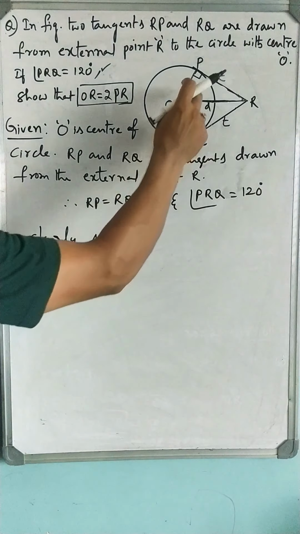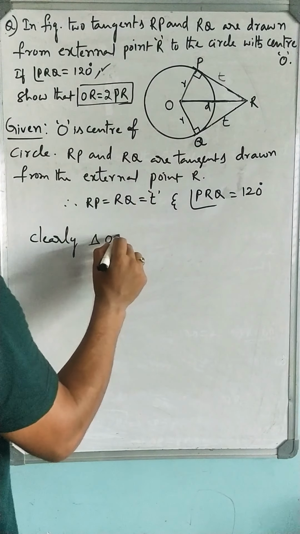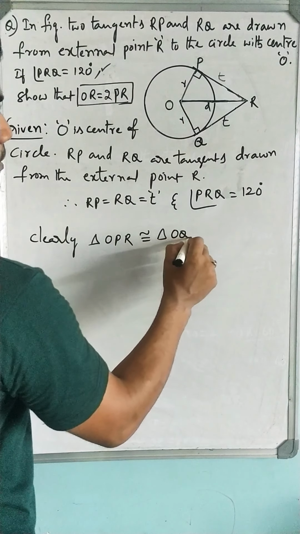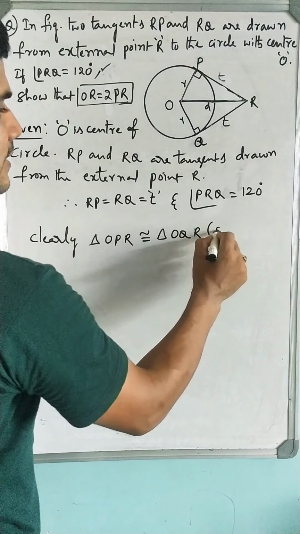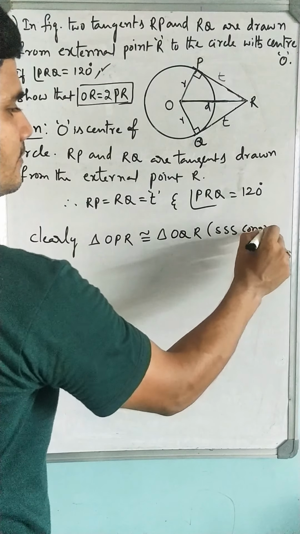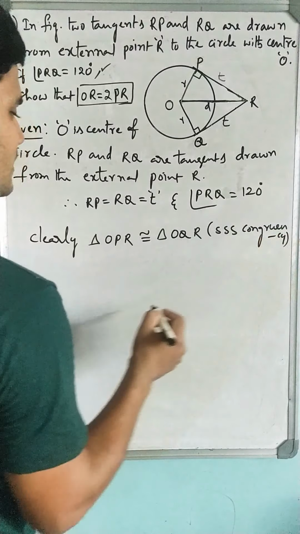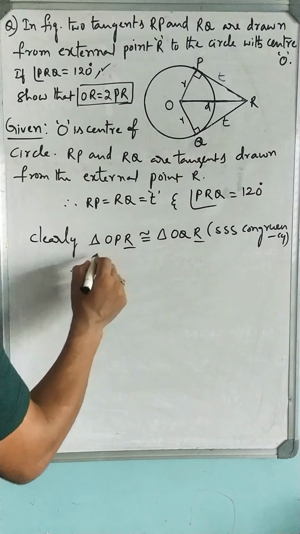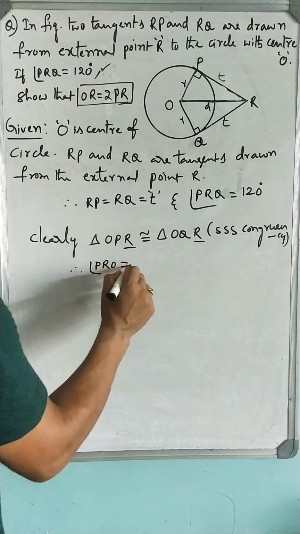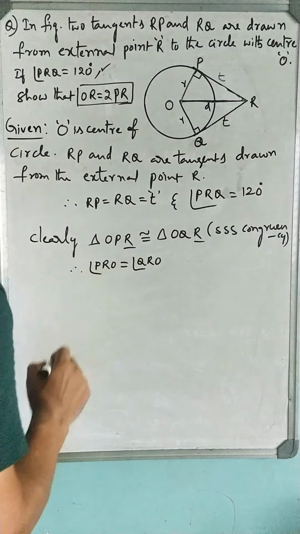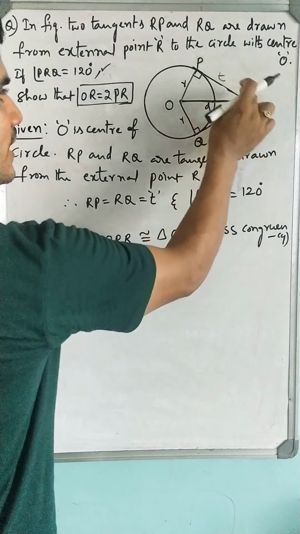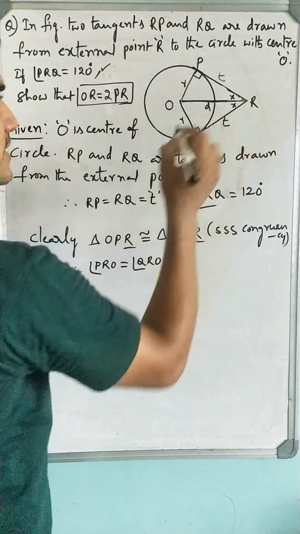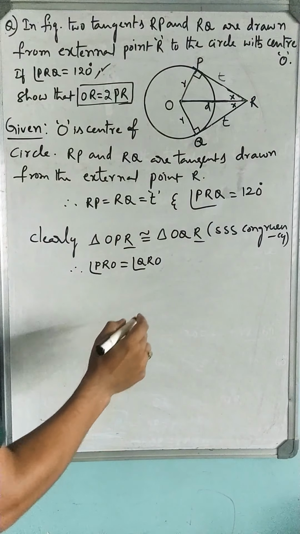Now, clearly, these two right triangles are congruent. Triangle OPR is congruent to triangle OQR by SSS congruency. Therefore, angle at R is equal to angle at R, that is angle PRO is equal to angle QRO. These two are equal. The total angle is 120 means each of the angle becomes 60.